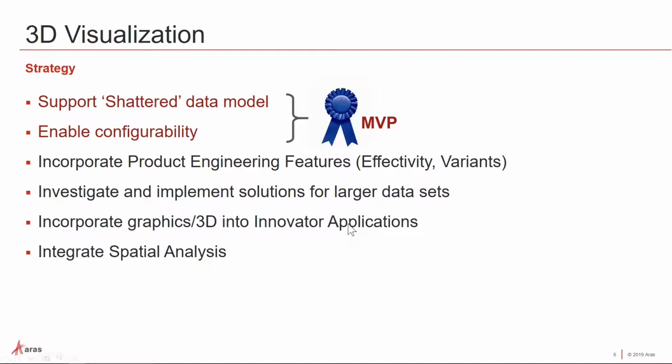So what is our strategy? I mentioned that we started this initiative earlier this year, and we knew we needed a certain level of capability or a minimal viable product, MVP. And that included support for what is typically called a shattered data model, the ability to compose 3D elements dynamically. And we needed a certain level of configurability, and we will continue to expand on these features as we move forward. So this is a multi-phased effort, the first of which will be released with our 12.0 SP2 later this month.